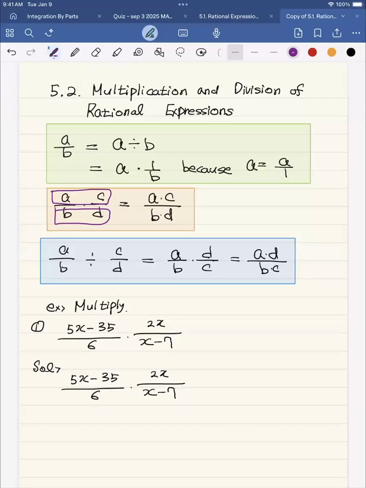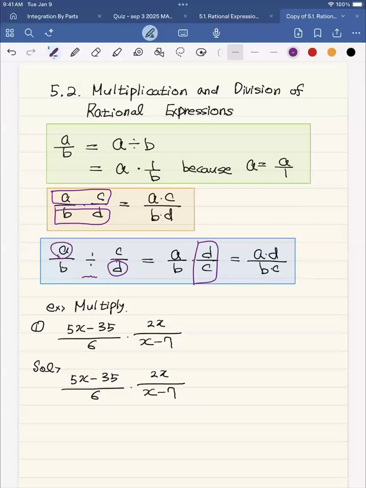A over b divided by c over d, when that is division, we can convert that into the reciprocal of the second one. So numerator will become denominator and denominator will become numerator. And the final consequence looks like a cross multiplication, ad over bc. Let's go through some examples.